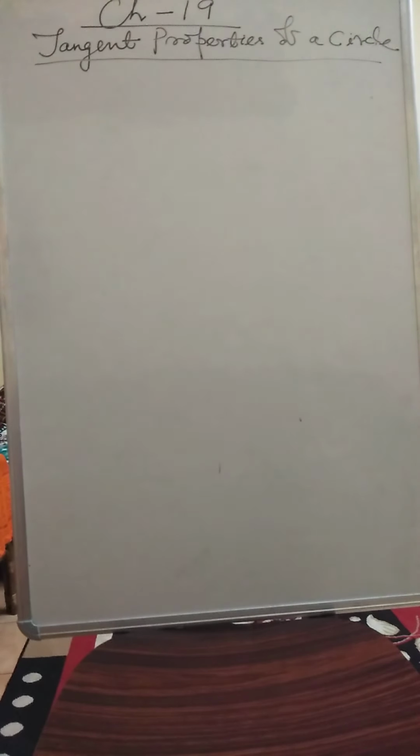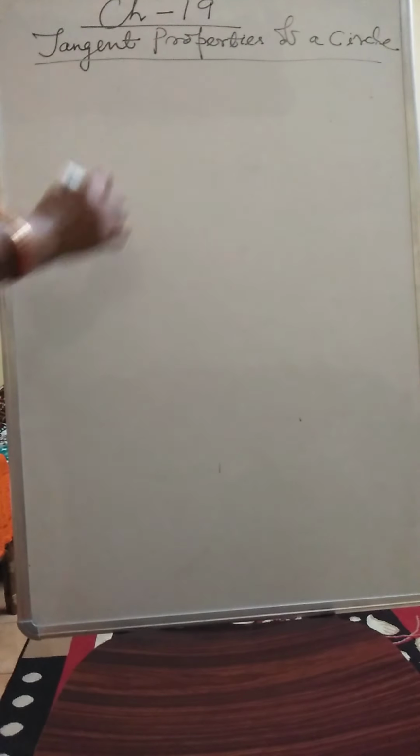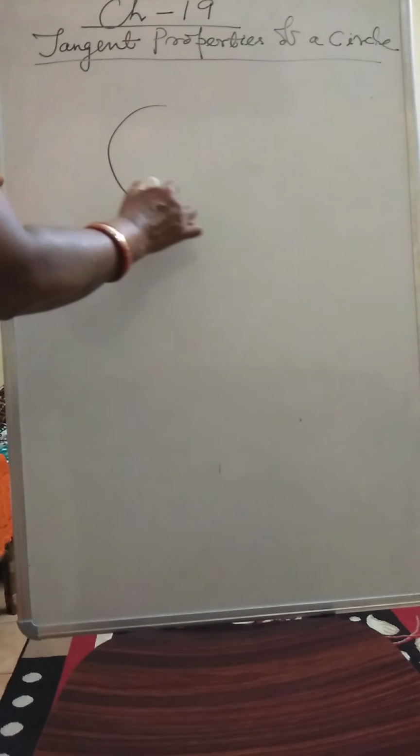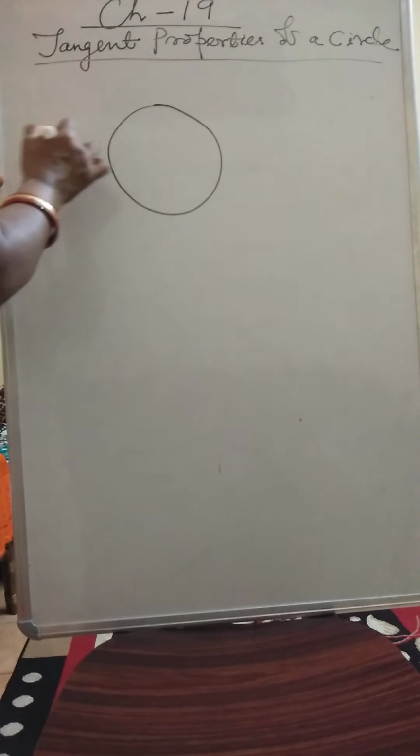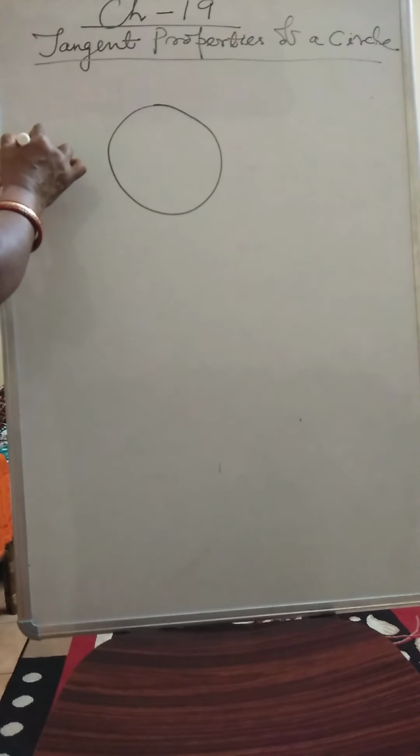See children, theorem 3. If two tangents are drawn to a circle from the external point, then first bit, tangents are equal in length, tangent subtends equal angle at the center, tangents are equally inclined, the angle joining the point and the center of the circle. That means this is a circle, this is the external point.